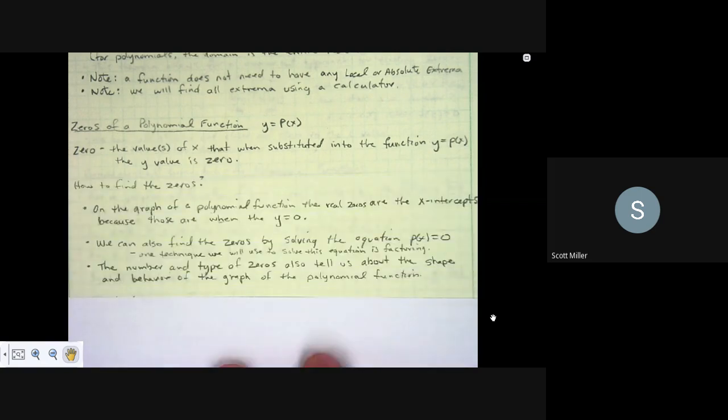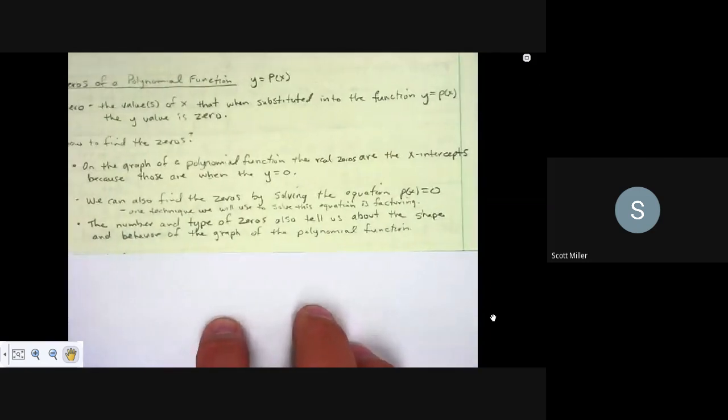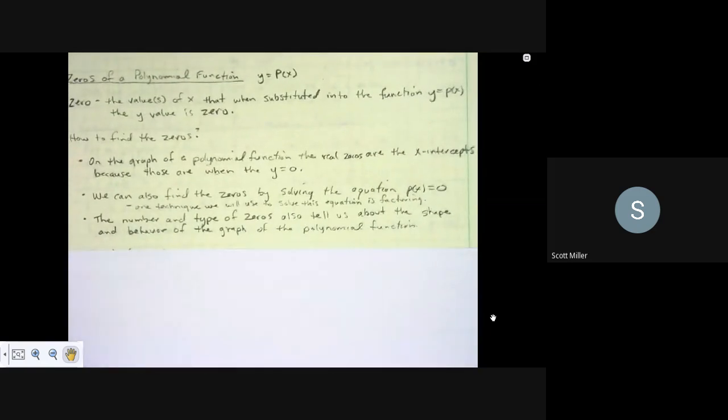How do I find them? Well, there's a couple of ways to do it, and we're going to spend much of our time in this unit talking about how to find these zeros, both on the calculator and without a calculator.